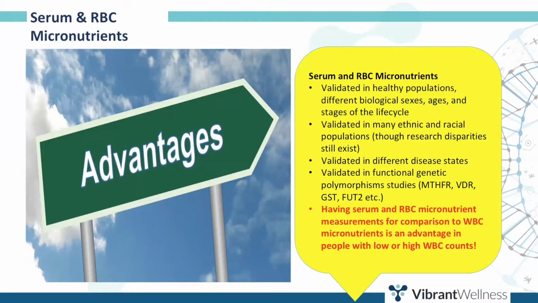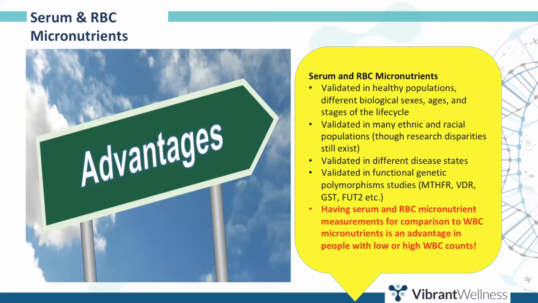For serum and red blood cell micronutrients, you've really got, I want to say, at least 70 years of extensive population data where serum and red blood cell have been validated in healthy populations. Also different biological sexes, different ages and stages of the life cycle. There's a tremendous amount of studies on serum and red blood cell micronutrients in age-matched pediatrics, in infants, in children, in adolescents, in pregnant women, in lactating women, in older adults.